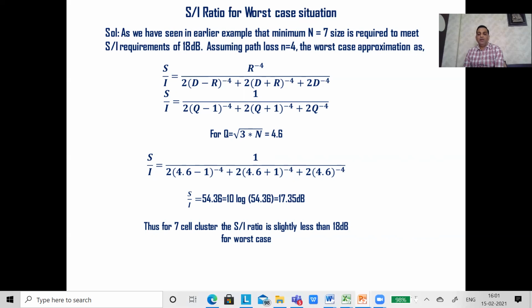So this is the S by I ratio, which is 17.35 dB. So for the 7-cell cluster, the S by I ratio is slightly less than 18 dB for the worst case situation, right? So if it is 18 dB without the worst case situation, then for the worst case situation it will be 17.35 dB. So it will be slightly less than 18 dB. That's all for this lecture.